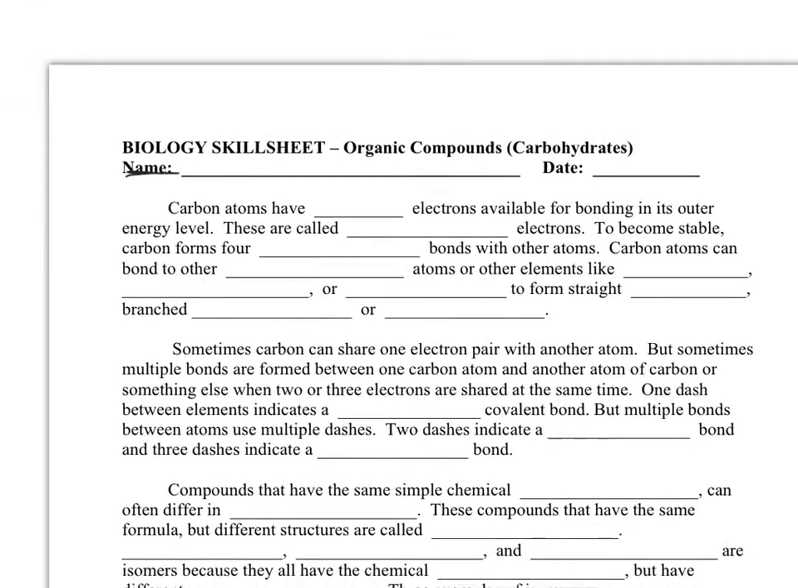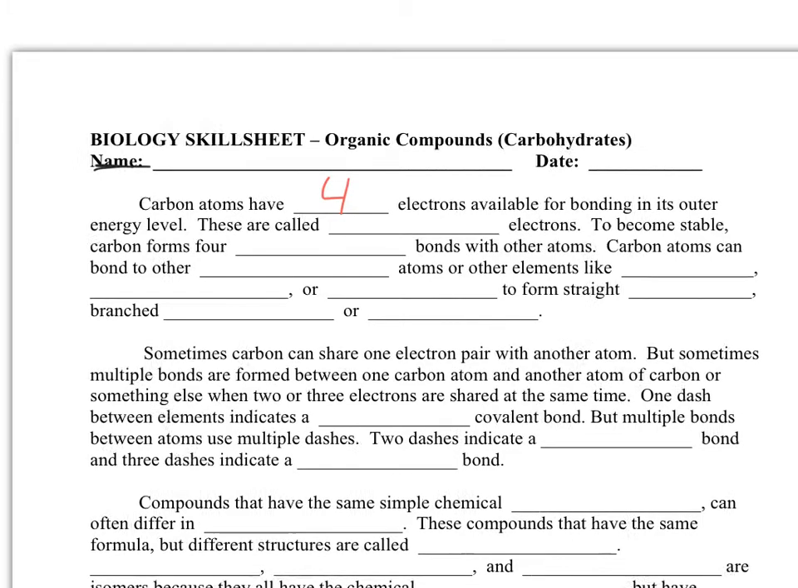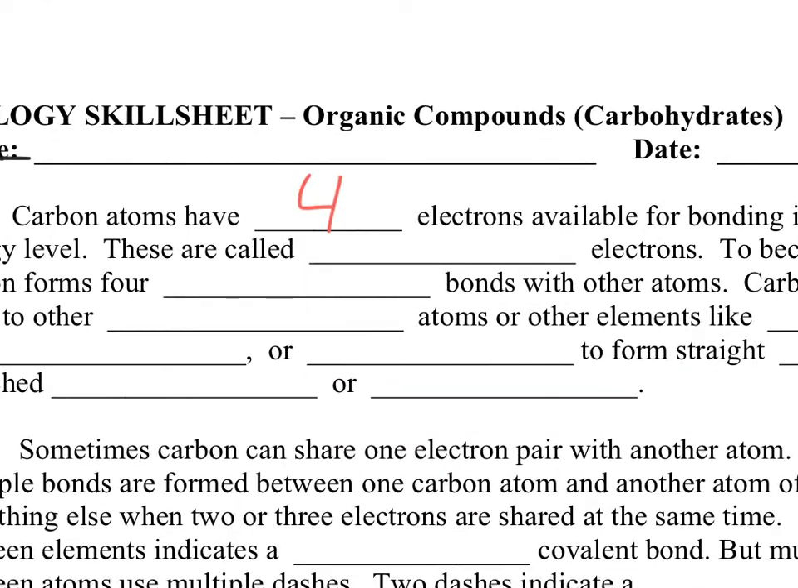All right, so it says, starting at the top, carbon atoms have blank electrons available for bonding. How many is that? 4. Okay, so those electrons are called what? The outer level electrons that are available to chemical bond. Starts with a V. Valence. You got to speak up. Okay, they're called valence electrons.